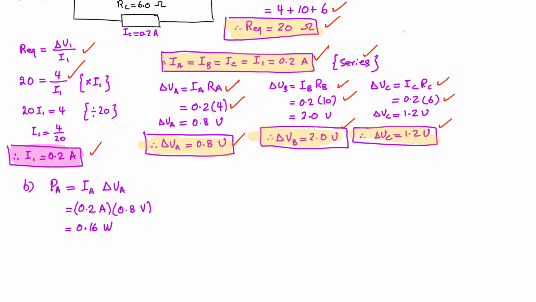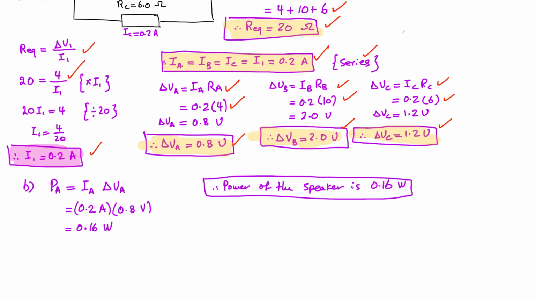So the power, therefore, power of the speaker is 0.16 watts, and that's my final answer. You can just write power A is equal to that as well with your therefore statement, and that is good. So what I'm looking for here is this step, numbers and the equations, and that's how you get your power there.